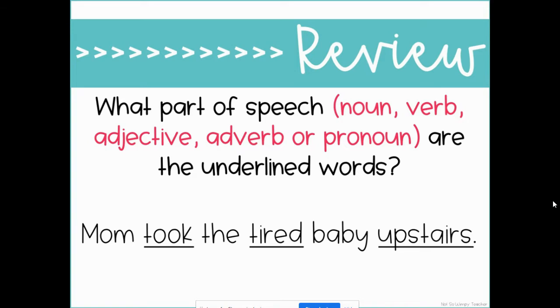Mom took the tired baby upstairs. We're going to copy that sentence down. Mom took the tired baby upstairs. We're going to underline took, and we're going to underline tired, and we're going to underline upstairs. Okay, go ahead and push pause if you need to.